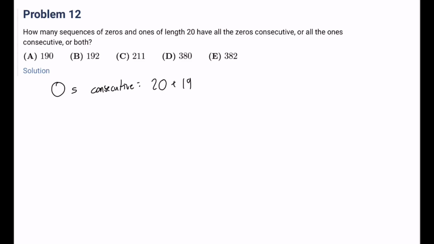So that's going to give us 19 possibilities, and then plus 18 possibilities for when there's 3 zeros, and all the way up to 2 when there's 19 zeros, and 1 when there's 20 zeros. So this is going to give us 20 times 21 all over 2, that is equal to 210. And for the ones that are consecutive, that's just going to be the same thing repeated. So that's going to be 210 also. We have to subtract both.